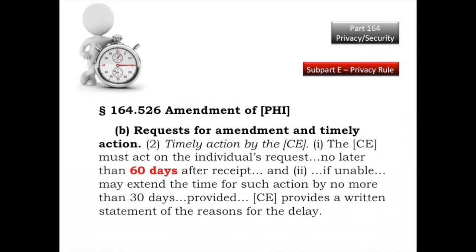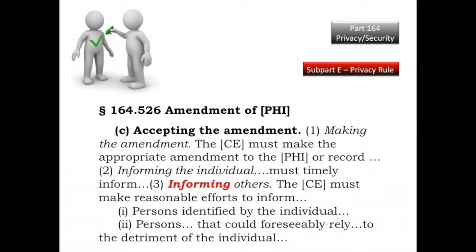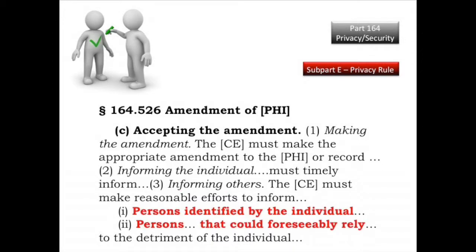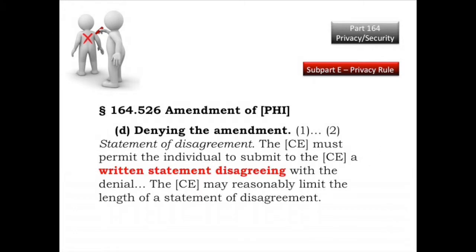The time for response is 60 days, but if the provider needs a 30-day extension, they must give reasons for the delay. When the provider accepts a request, it must make the amendment and inform others. The provider must ask the patient to identify everyone who should be notified. If the provider denies a request to amend, they must provide a written statement of rights and allow the patient to submit a statement of disagreement.